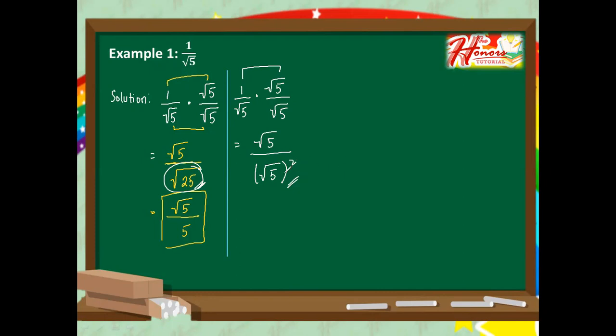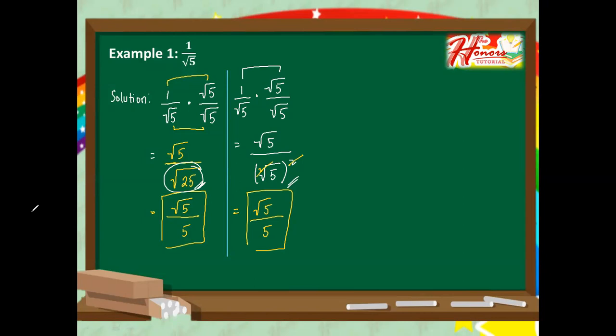So if this is what we are using, since our index here is 2, though it is invisible, and our exponent outside is also 2, we can just cancel this, the radical symbol and the exponent. So therefore, as you can see, in our denominator, the remaining is 5. And then for our numerator, that's square root of 5. So the answer is still the same, but we have two ways of solving it. So you have your choice. Kindly choose the method that you are comfortable using.